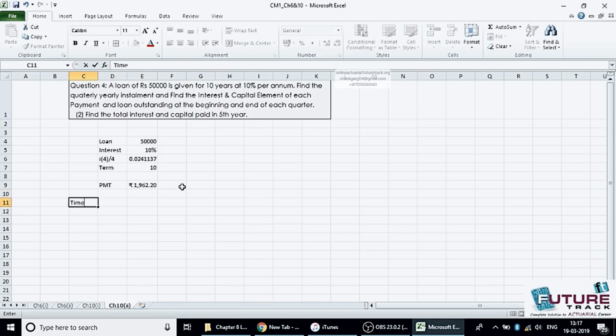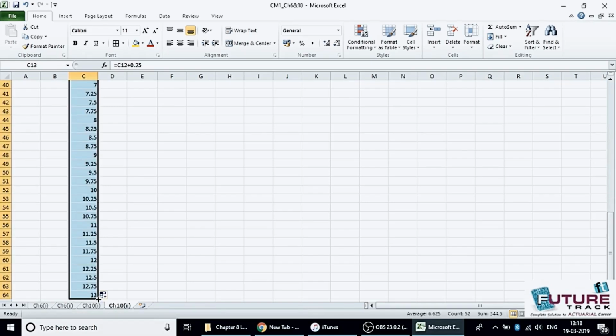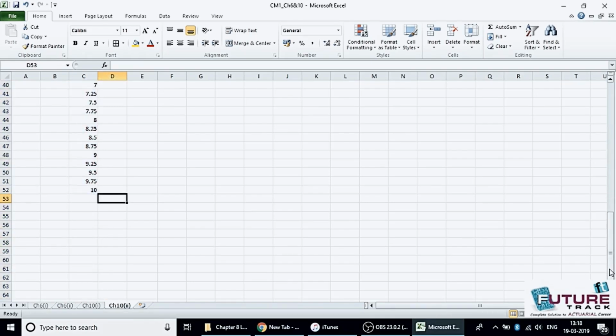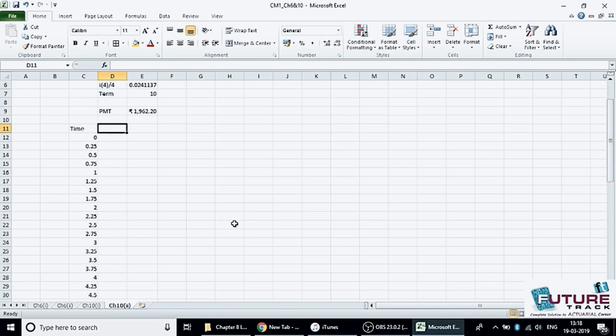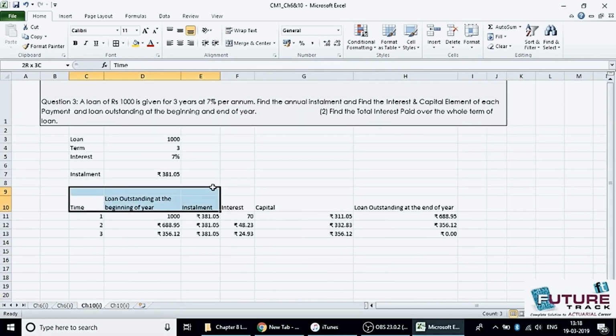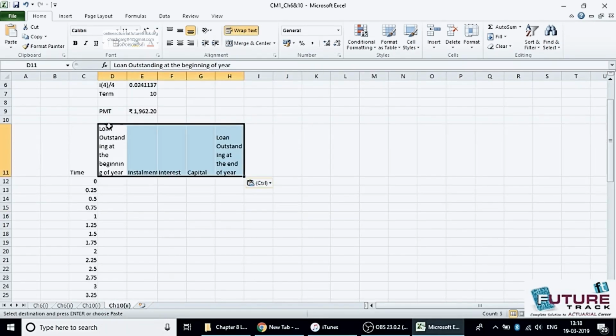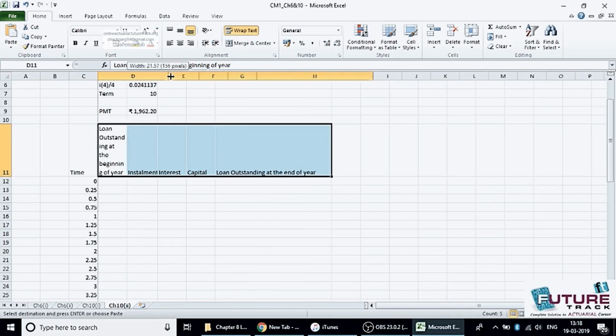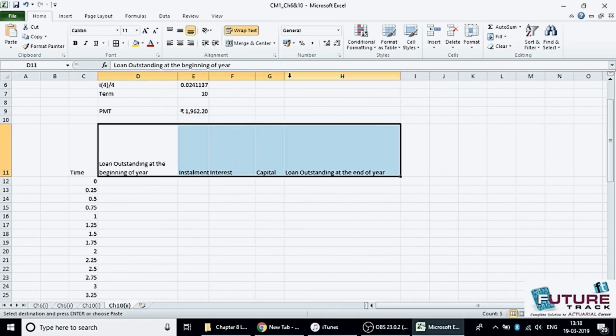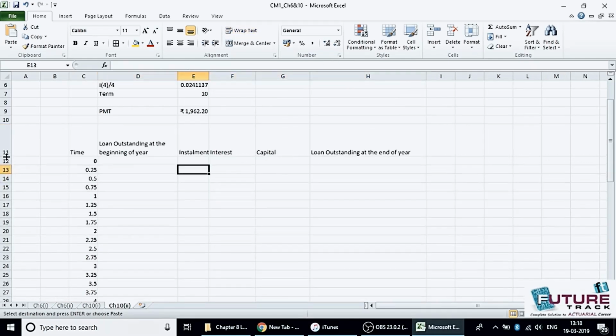Again, let's make it time. The time of the payment is 0, equal to solution of above plus 0.25. Okay, sorry, let's drag it. We need till 10 years. Installment, sorry, not installment. Let me take from the previous sheet. Okay, so this I'm copying, Control C and Control V. Right. So again, class, take care on the first and the second row, and then we'll make it autofill.